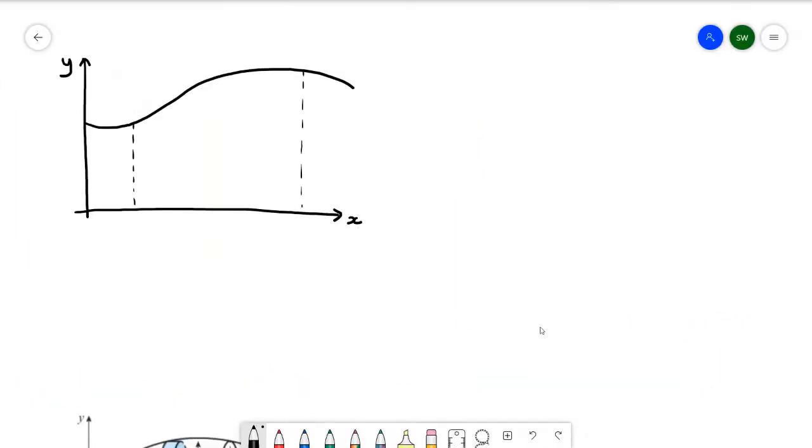So let's try and derive the formula that we can use to work out the volume of these solids. In order to do that, we need to have a really good idea of how to work out the area underneath the graph. So we've got some graph here. We don't know what the function is, it doesn't matter. So let's say y equals f of x, and we want to work out the area between, say, x equals a and x equals b.